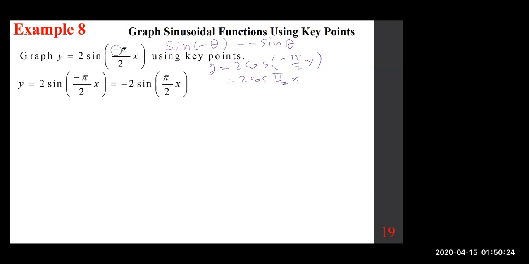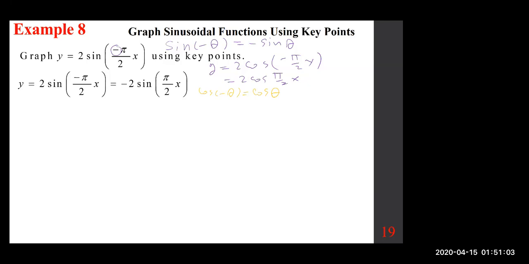Because cosine is an even function, because cosine of negative theta is the same as cosine theta. When we discussed fundamental identities, one of them that we discussed was the odd and even function. Sounds good, everybody? We're going to move on.